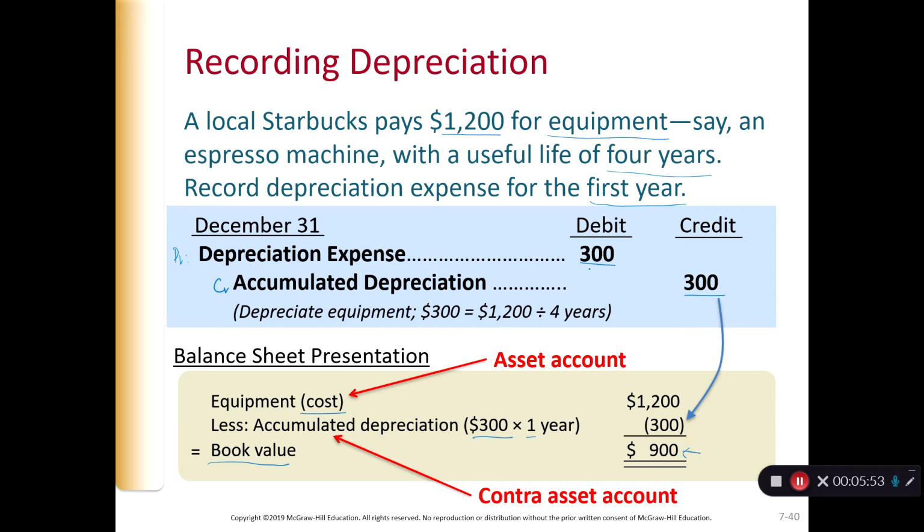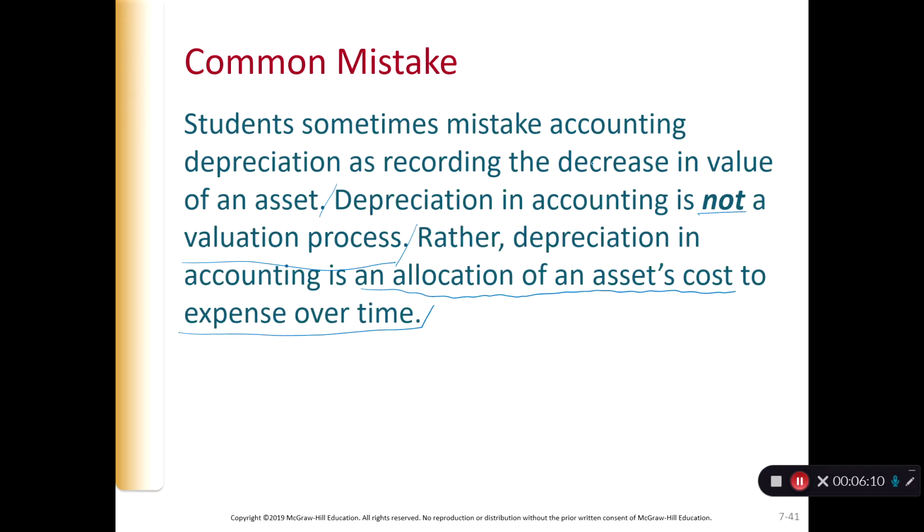All you did is rationalize how much of the $1,200 is spread into the first year of usage to support the benefits of using that machine. It's different from thinking of devaluing that espresso machine. It's just an allocation of cost process. It's not a valuation process.